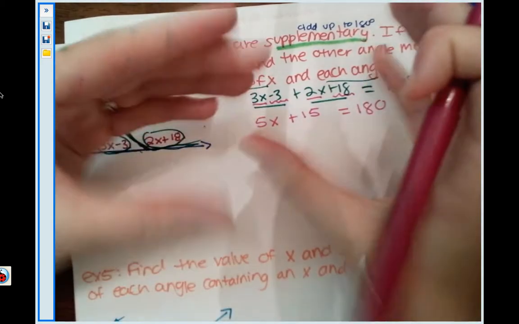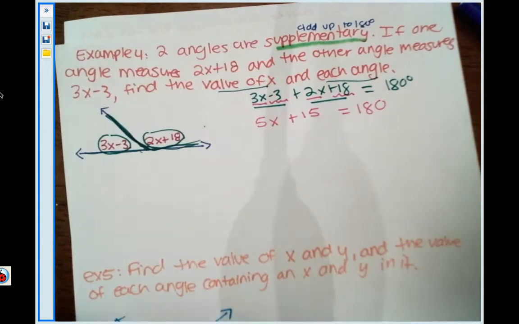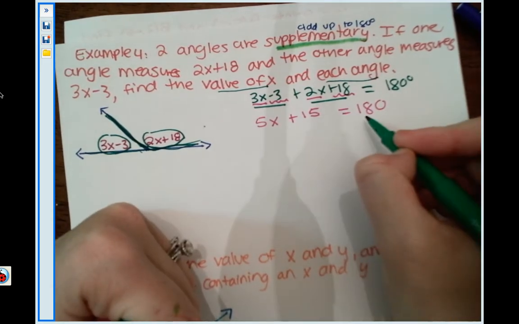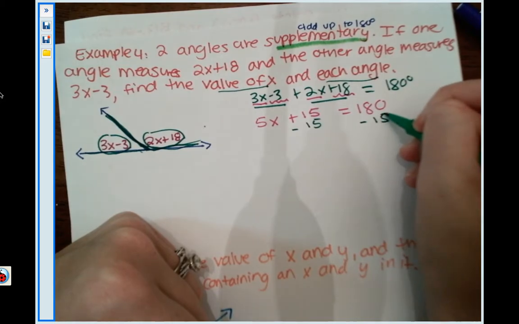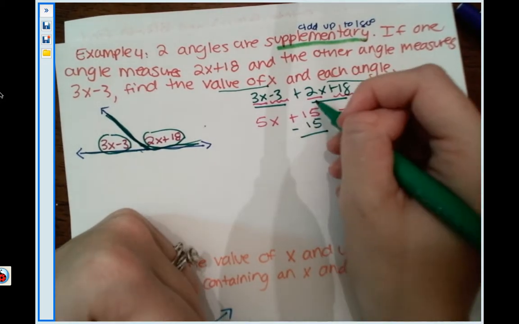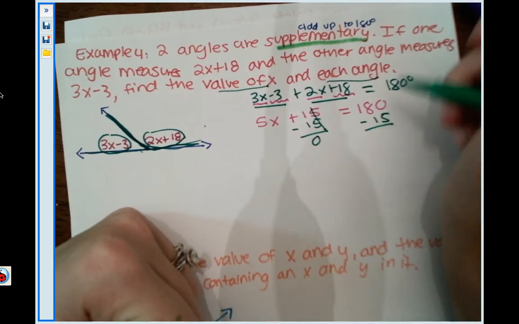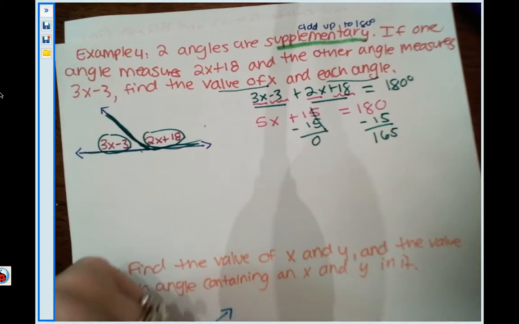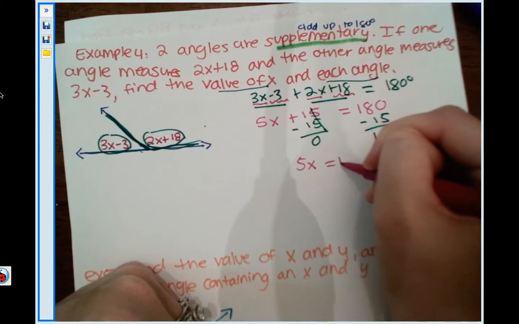So now that my like terms are combined, I need to move everything to the other side to solve for x. The way I bring positive 15 to the other side is by subtracting that thing on both sides. 15 minus 15 cancel out and turn to 0. 180 minus 15 will give me 165. Alright, so now I'm going to have 5x equals 165. Holy hot dog, right?